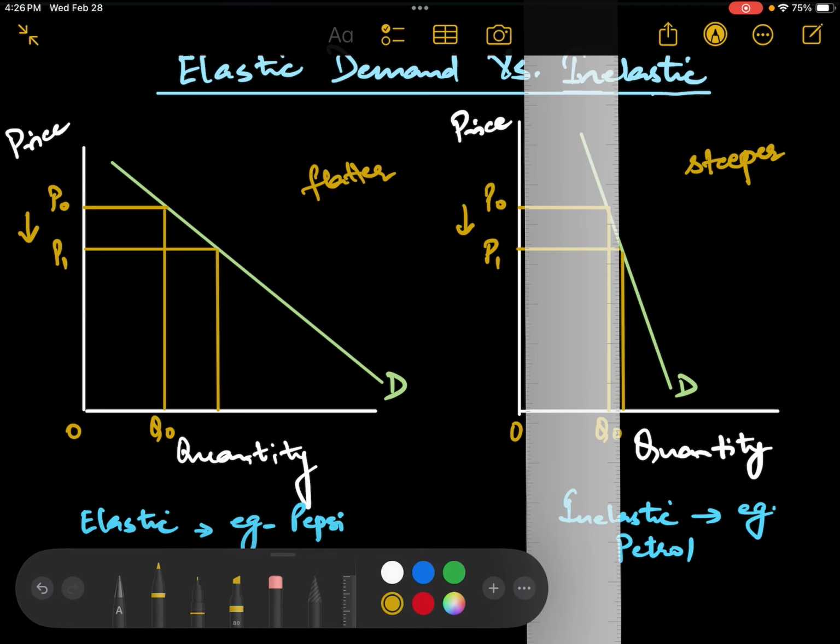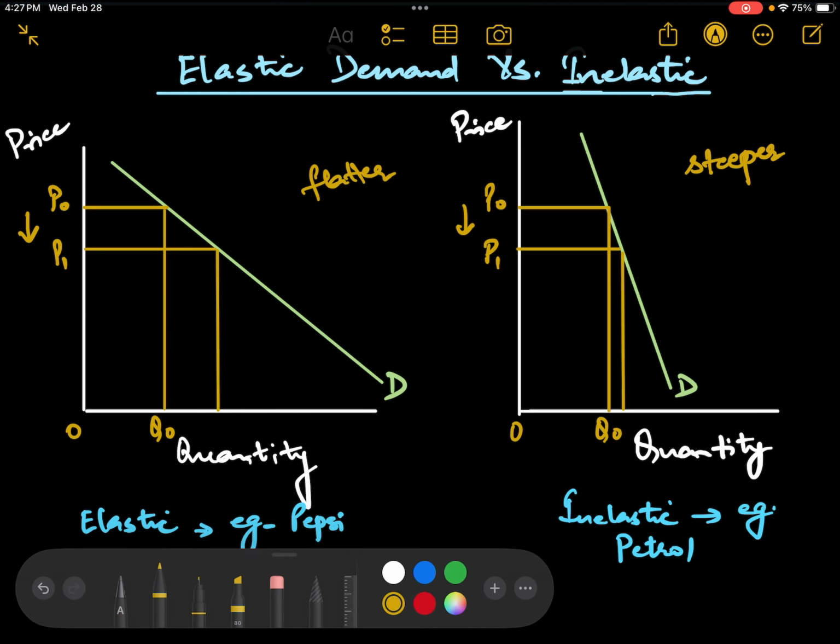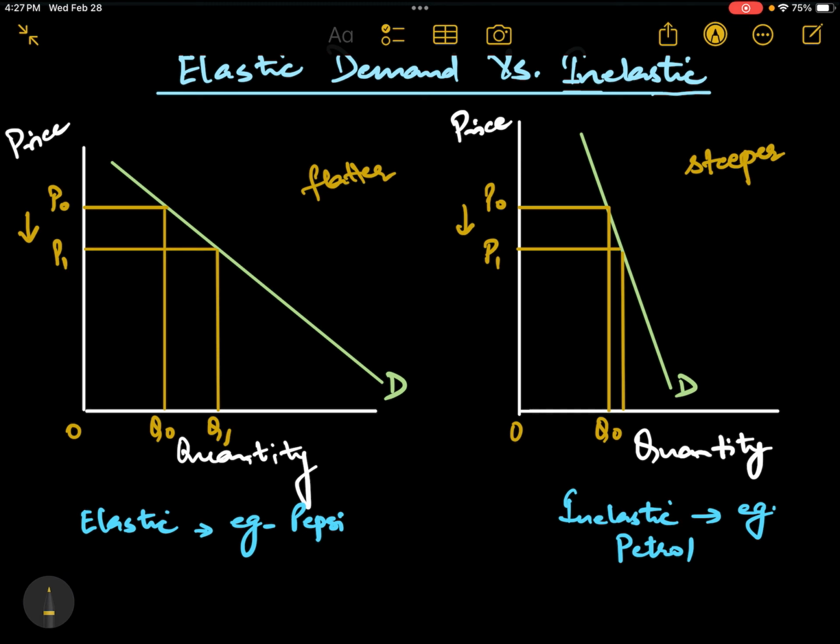So isn't this what we want to show? One second, I'll just label them properly. So this is your new quantity demanded when prices come down. This is your new quantity demanded when prices come down in the case of petrol.